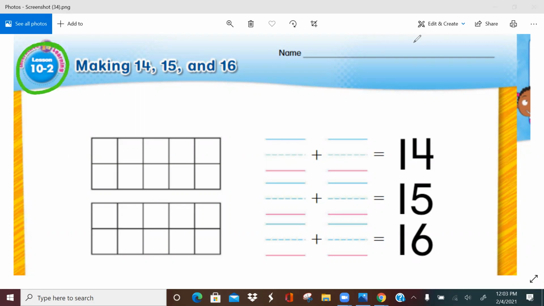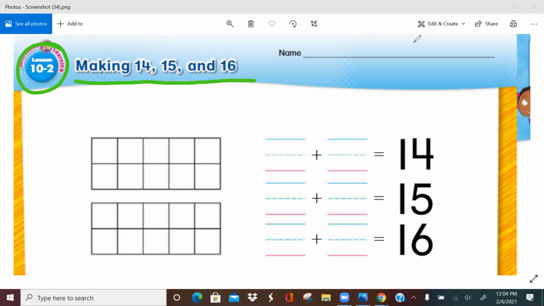We are on lesson 10-2, making 14, 15, and 16. All right, you've been writing number sentences for 11, 12, and 13. Today, we will be learning how to write number sentences for 14, 15, and 16, when 10 is one of the parts. All right, let's look at our work mat here.